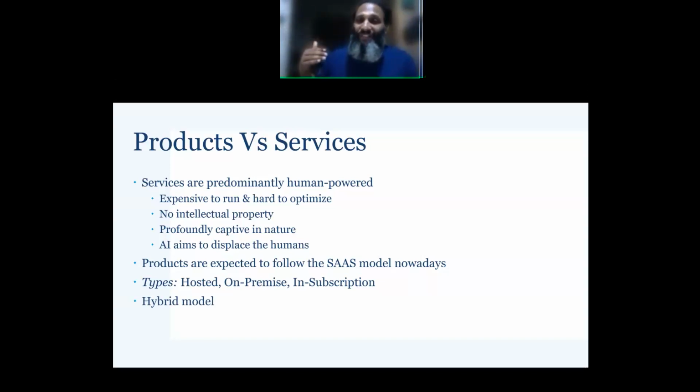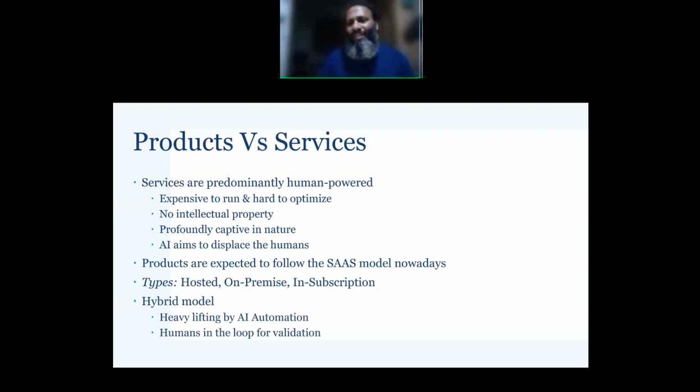But the best model is the hybrid model. In the product hybrid model, the proposal is that the heavy lifting of the solution is done by an AI application or an AI automation solution, but the last mile should have humans in the loop. That is called the hybrid system. So this does not require the behavior of the end user to change much.